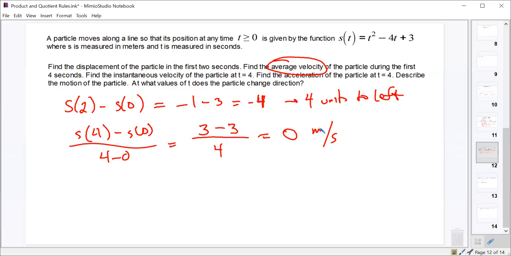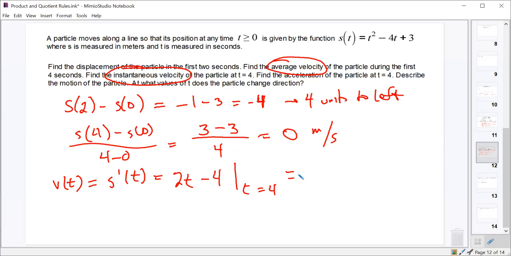But if we are interested in the instantaneous velocity, this is the velocity at a specific instant, then we want to take the derivative and actually find the velocity function. So v of t is equal to s prime of t, which should be 2t minus 4. And if we want to find that at t equals 4, then we'll evaluate it at t equals 4 to get that at that exact instant, we are moving at what speed? 4. 4 meters per second. Good or no?